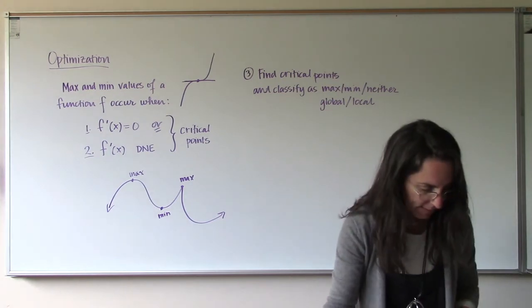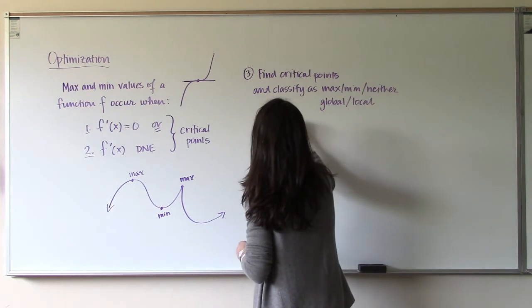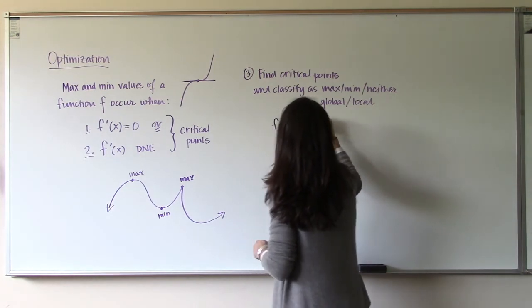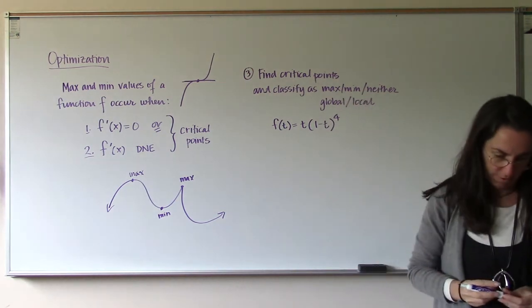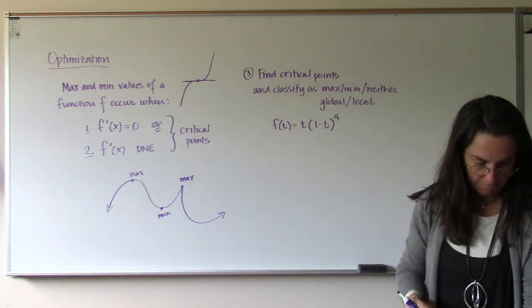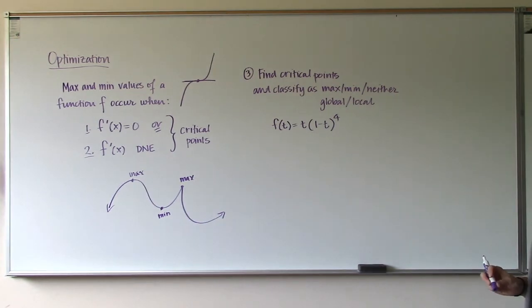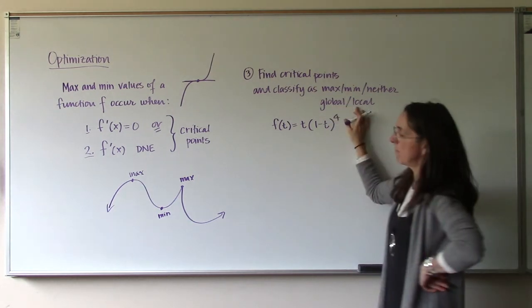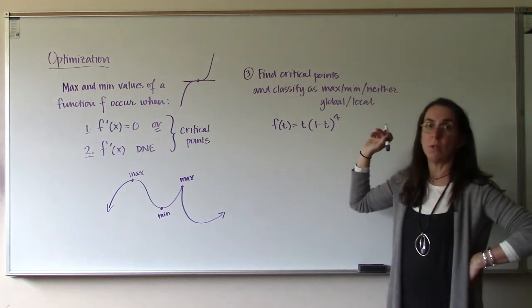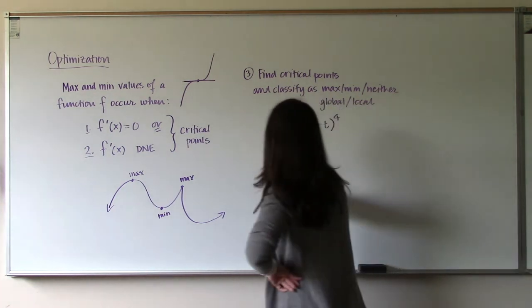Okay, so back to this example, what do we have? f of t is equal to t times (1 minus t) to the fourth. Find the critical points and classify each of them as a max or a min or neither, and then say whether the max and min points are global or local. So we need the derivative.